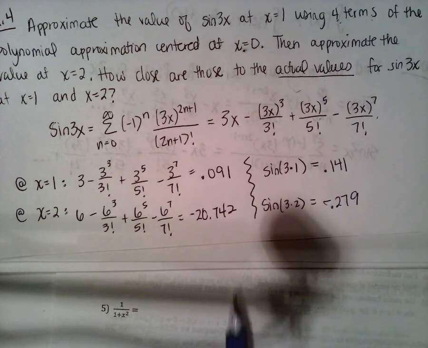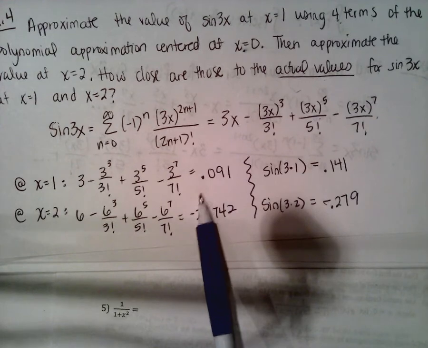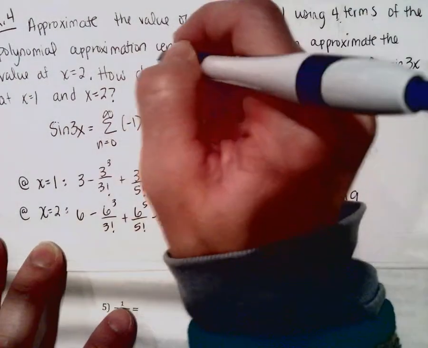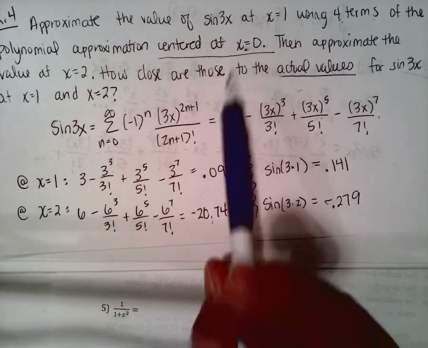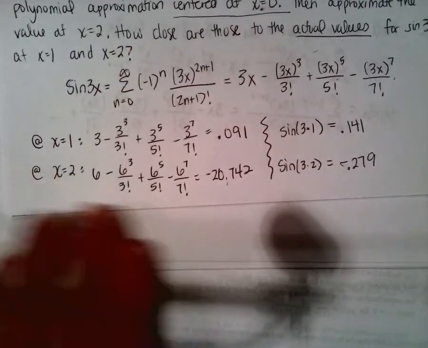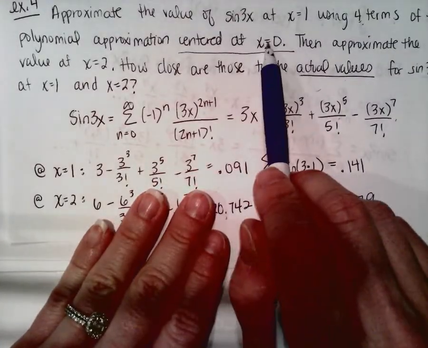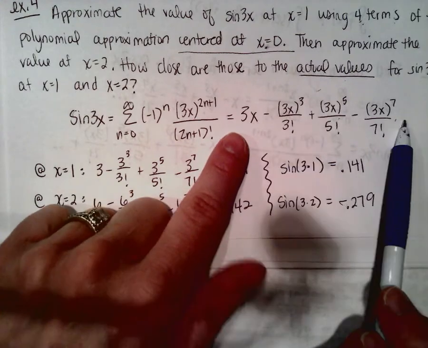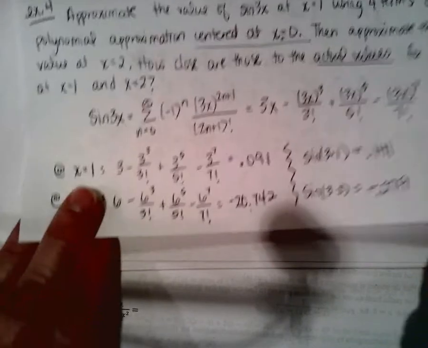Okay, so why is it so much worse at 2 than it is at x equals 1? The reason is that this polynomial is centered at x equals 0, which means the closer you are to 0, the more accurate your approximation. So there are 2 things that will affect how accurate your approximation is: how close you are to the center, and how many terms you use. So the more terms, the more accurate, and the closer you are to the center, the more accurate. I've kind of run out of space here, but we'll just add on here. So 2 things, we're almost done here.